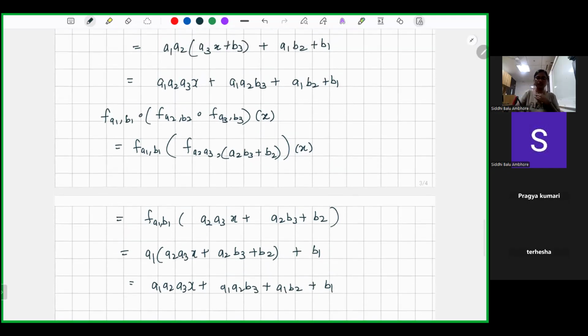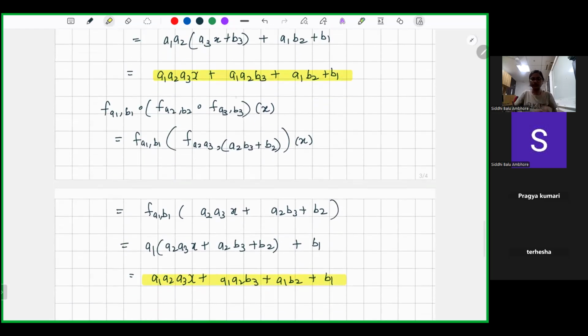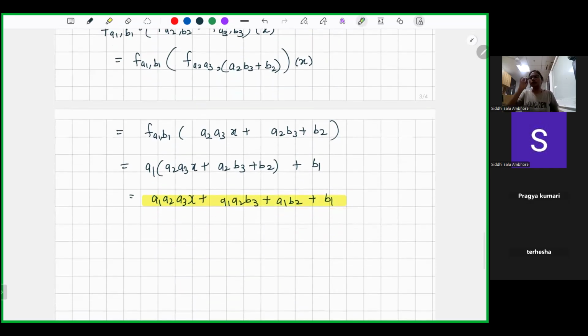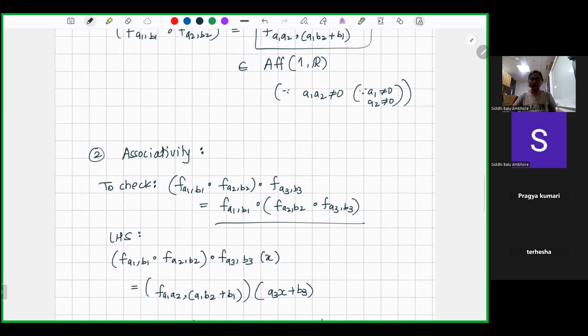You can check that these two are exactly the same expression which we got: a1 a2 a3 x, a1 a2 b3, and a1 b2 + b1. Therefore the left and right hand sides are equal, so it satisfies associativity.